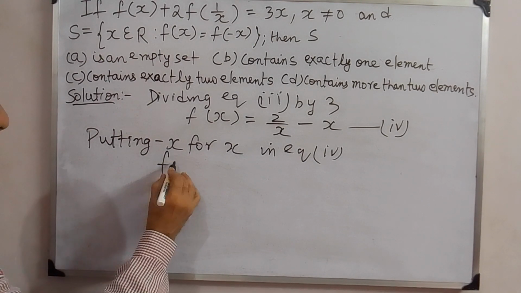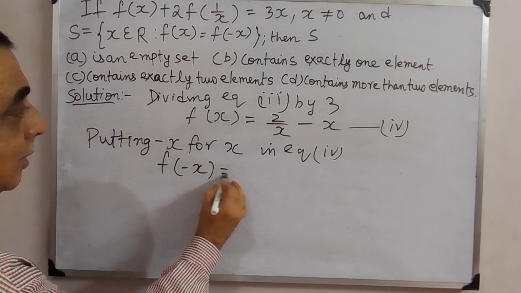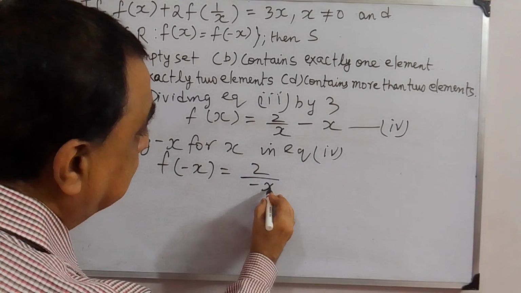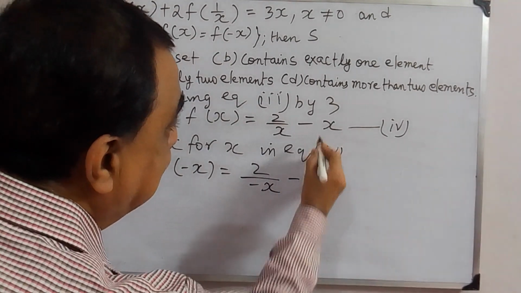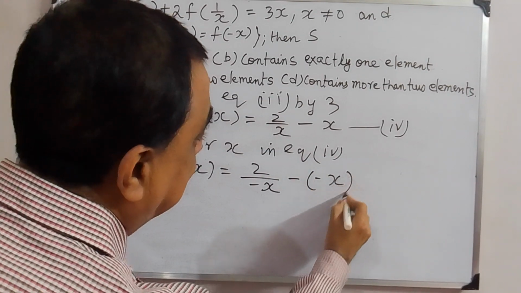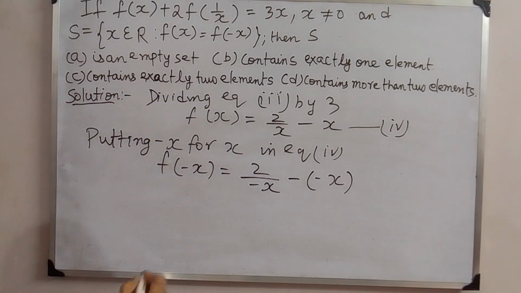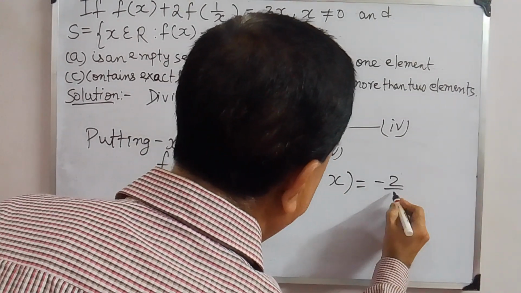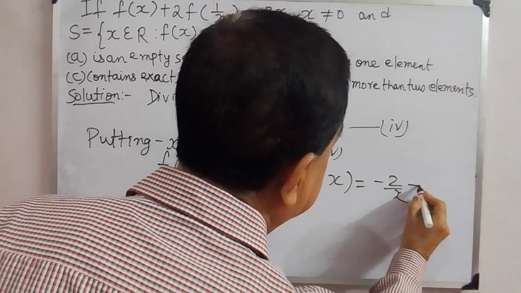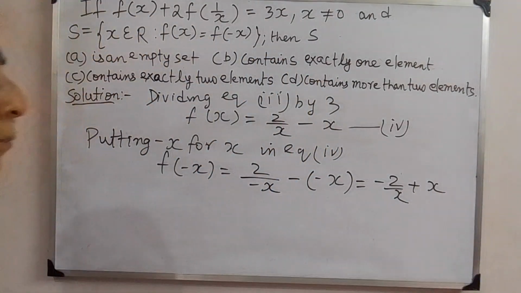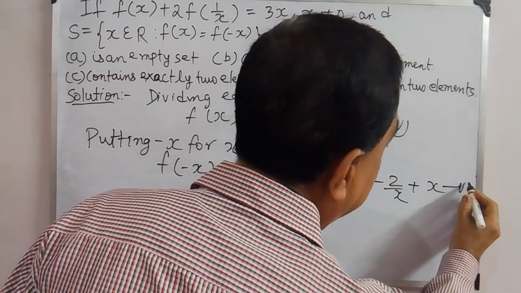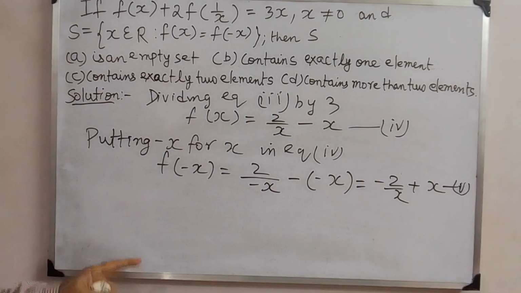So we will have f(minus x), and this will become 2 divided by minus x, and for x I am putting minus x. So this will become minus 2 by x, and minus into minus will become plus x. Let this be the fifth equation.